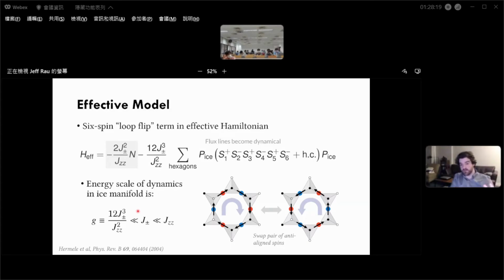So we've taken our Ising model, we've perturbed it with this transverse exchange. Because we know that these ice states are the important states at low energy, we did degenerate perturbation theory within that manifold. We got this as our effective model. So the question is, what do you do with this? There are two complementary approaches people have taken.